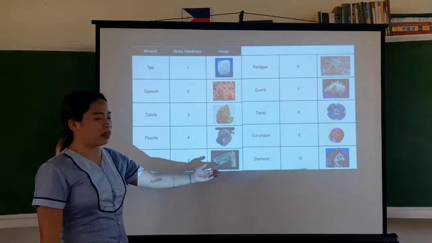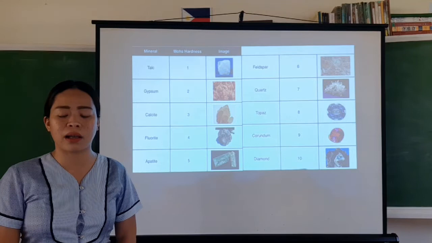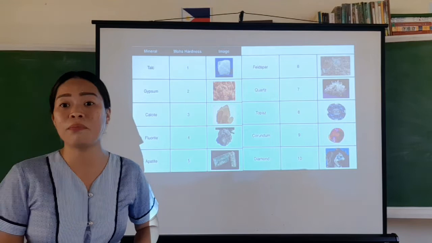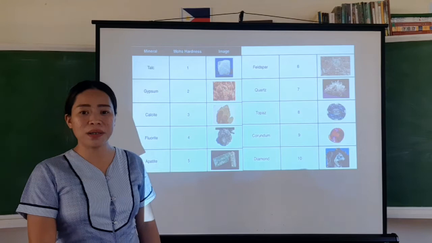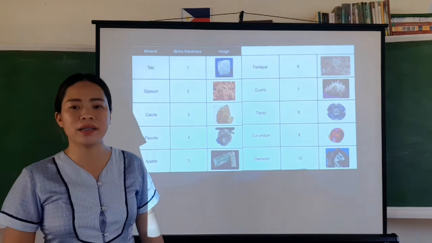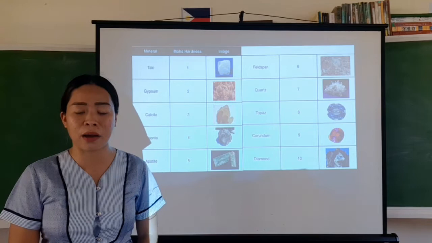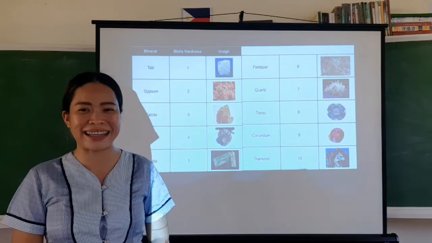And what is the softest mineral according to the scale? You have your talc. Do you know that talc is part of our powder and part of some makeup products? Okay, so we have talc, gypsum, calcite, fluorite, apatite, feldspar, quartz, topaz, corundum, and the hardest according to the Mohs scale is the diamond. Diamond is a pressurized carbon. This can be found deep under our ground. And only diamond can cut a diamond if it's real. So you can test your jewelries if they are real diamonds.